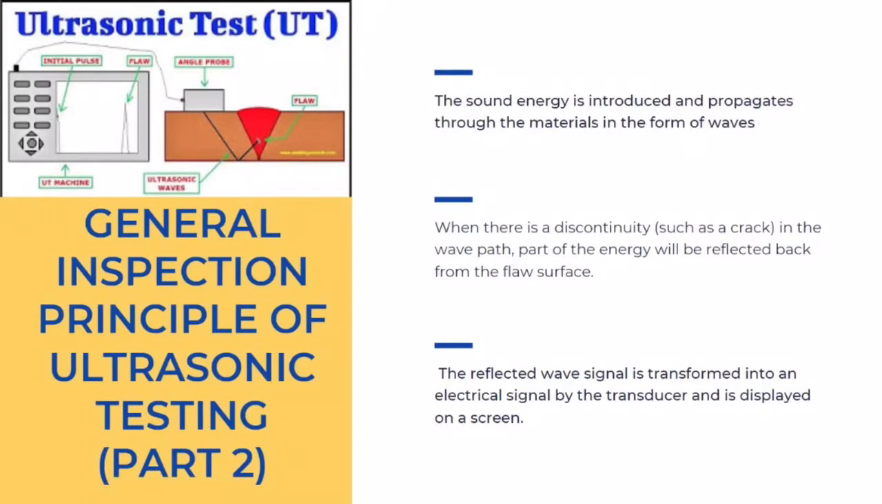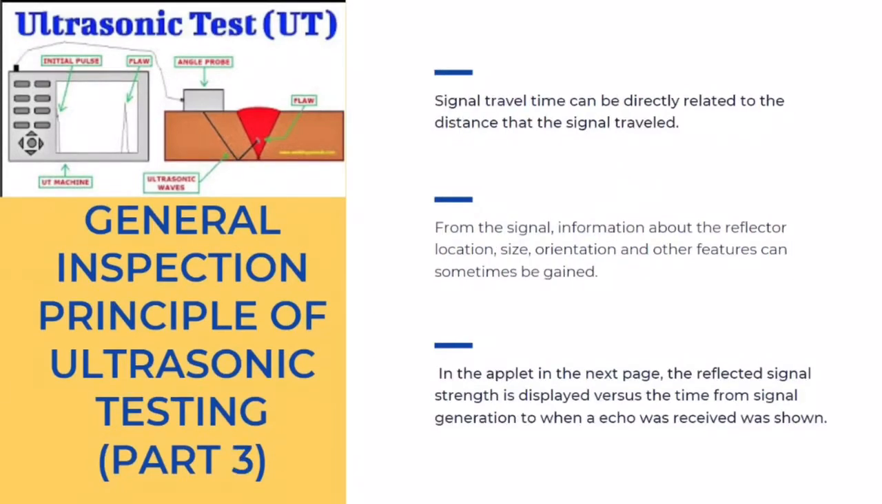Then the sound energy is introduced and propagates through the material in the form of waves. When there is a discontinuity, such as a crack in the wave path, part of the energy will be reflected back from the flaw surface. The reflected wave signal is then transformed into an electrical signal by the transducer and is displayed on a screen. Then, signal travel time can be directly related to the distance that the signal travels. From the signal, information about the reflector location, size and orientation, and other features can sometimes be gained.